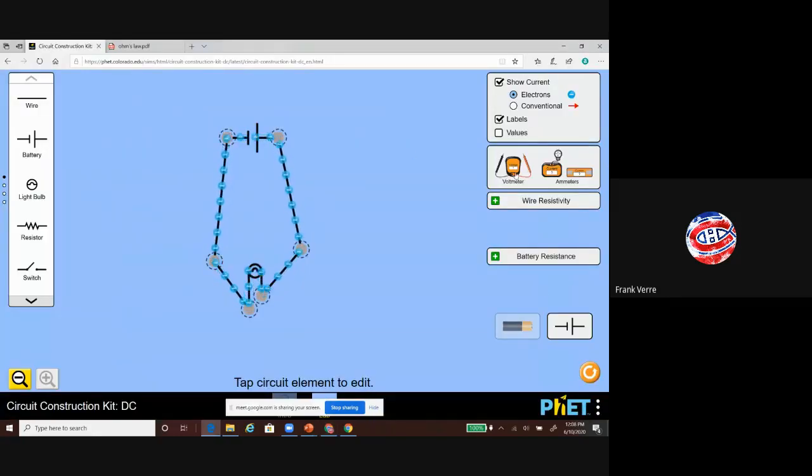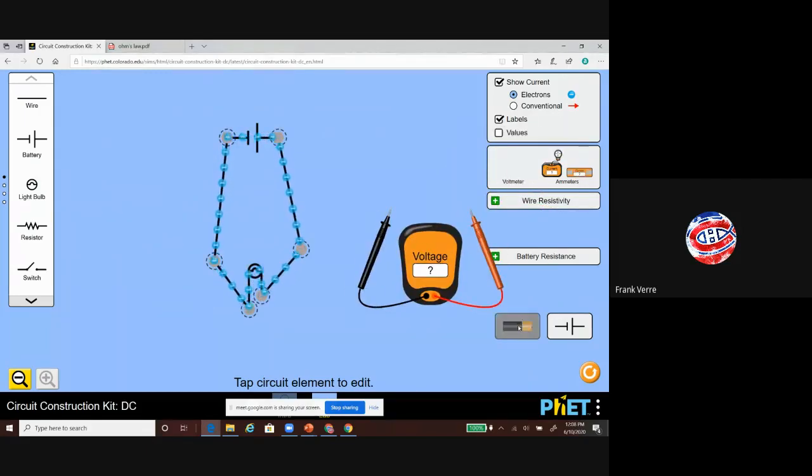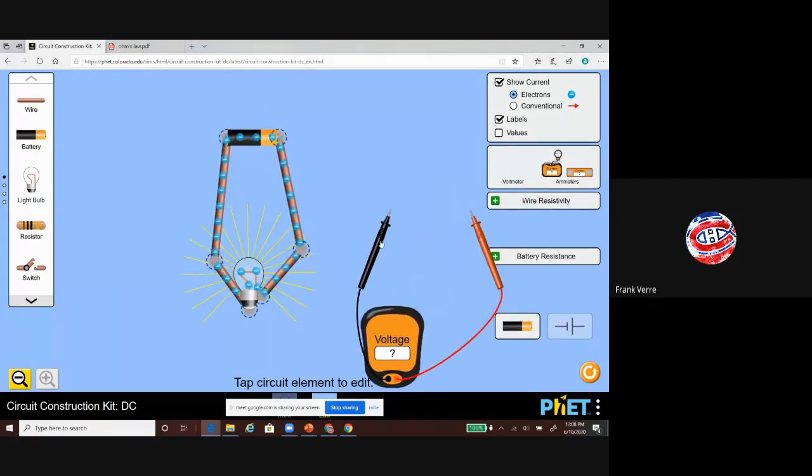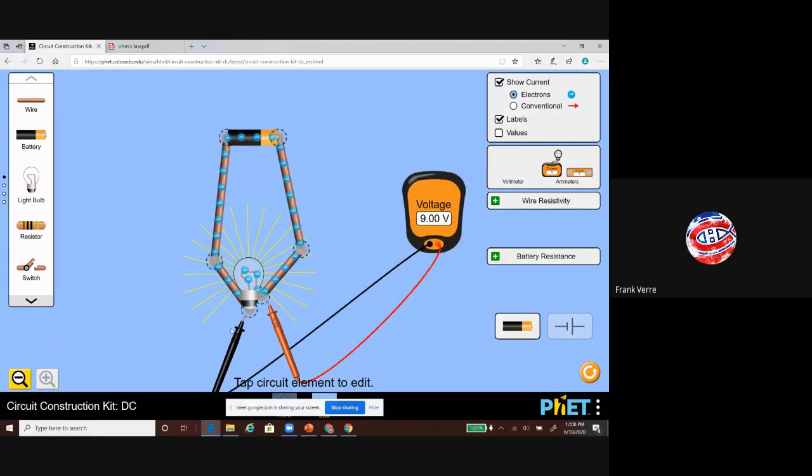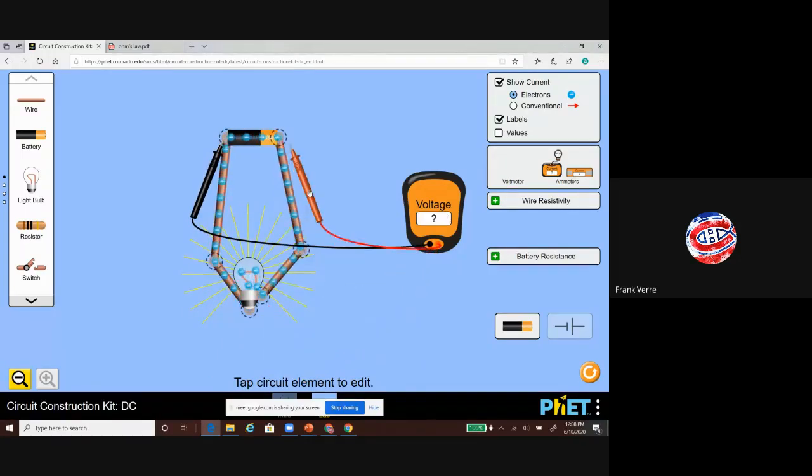So if you remember, let's go back to this. We could put in a voltmeter. We can measure the voltage of my circuit. And so this is about 9 volts. Now I can test that voltage, see if that's the same everywhere. So for example, I can move my probe here and here, and you'll notice that I get 9 volts. So there's 9 volts in this circuit, all right?